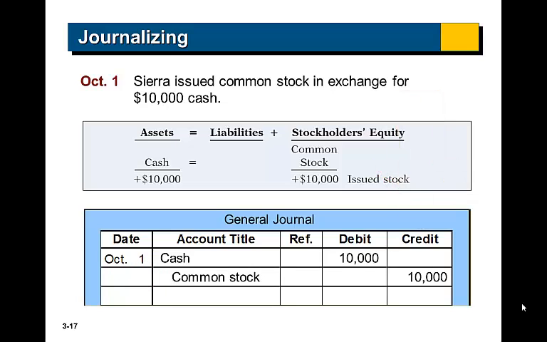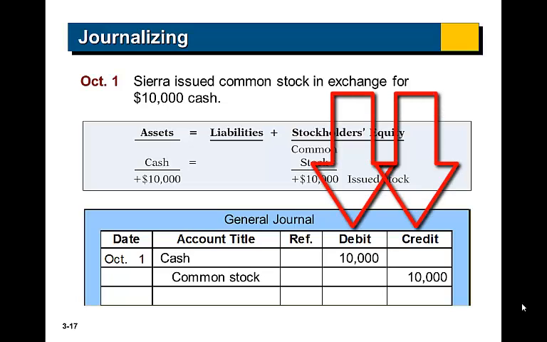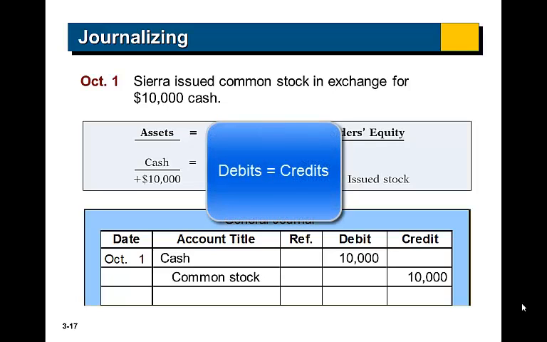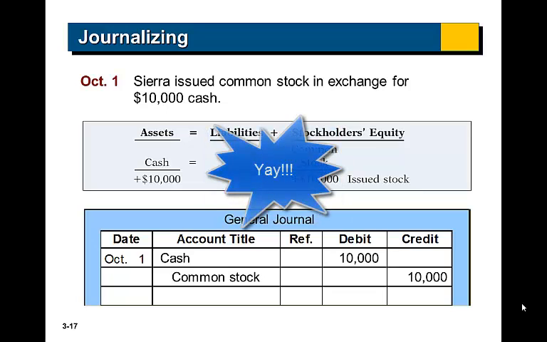Remember the 3 helpful hints I indicated earlier? Let's see if they hold true. We have at least 2 accounts, so the first rule is followed. We have at least 1 debit and at least 1 credit, so the second rule is followed. And finally, our total debits equal our total credits, so the third rule is followed. Therefore, we are happy with this journal entry.